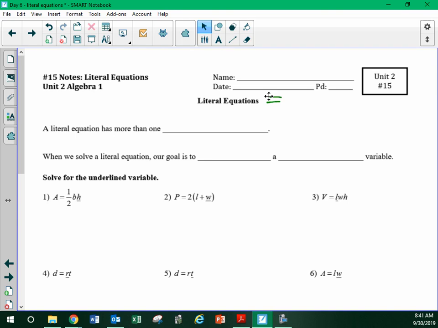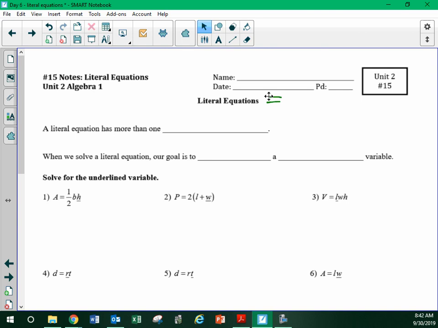So these are different equations that we have, sometimes in geometry, sometimes in science class, where these are formulas basically to find something. Like for example, number 1, this is the formula to find area for any triangle. So A represents area, B represents base, and H represents height. So each letter represents something. So what we're doing is we're going to be solving for one of these letters, which means we're not going to get an answer like x equals 5 in the end. Instead, we're going to have an expression. So we're going to have still letters in our answer.